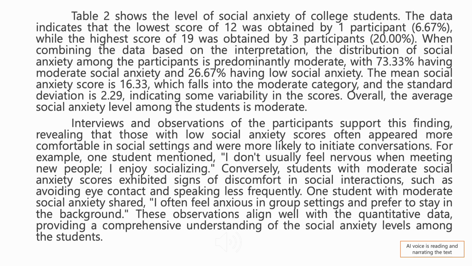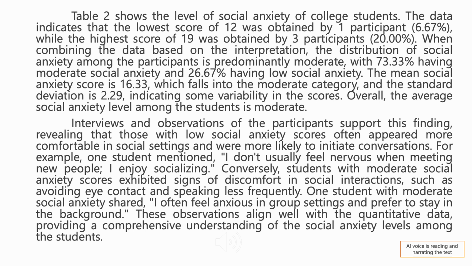The data indicates that the lowest score of 12 was obtained by one participant, 6.67%, while the highest score of 19 was obtained by 3 participants, 20%. When combining the data based on the interpretation, the distribution of social anxiety among the participants is predominantly moderate, with 73.33% having moderate social anxiety and 26.67% having low social anxiety.